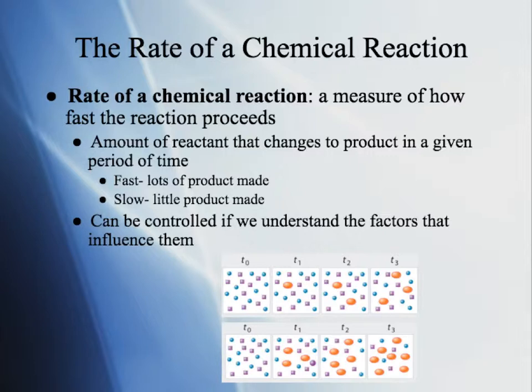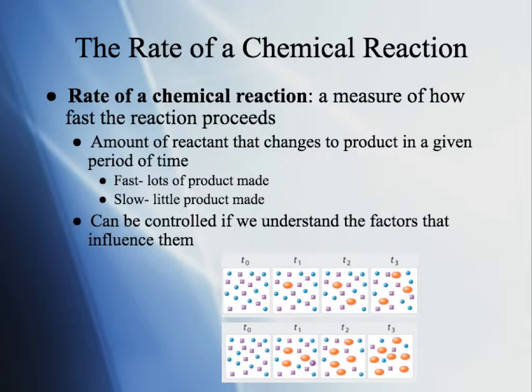So if the reaction rate is fast, then we get lots of product made in no time. If the reaction rate is slow, that means we get little product made over time. And we can control the reaction rate if we understand what factors influence the reaction rate.